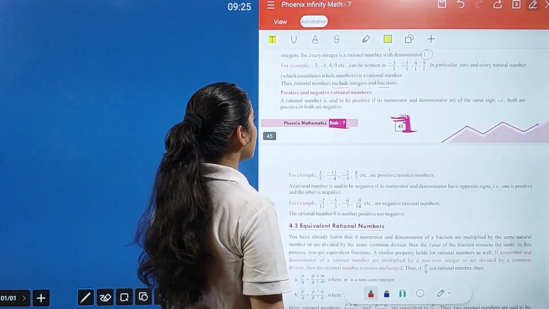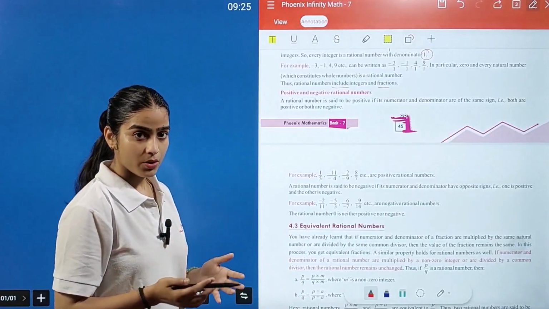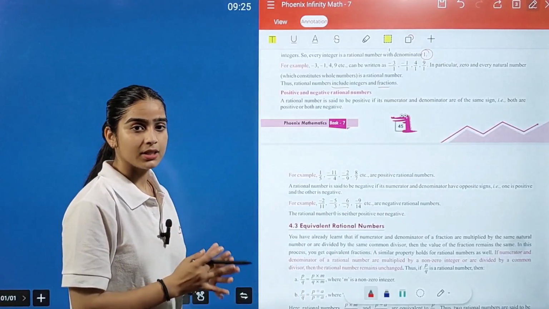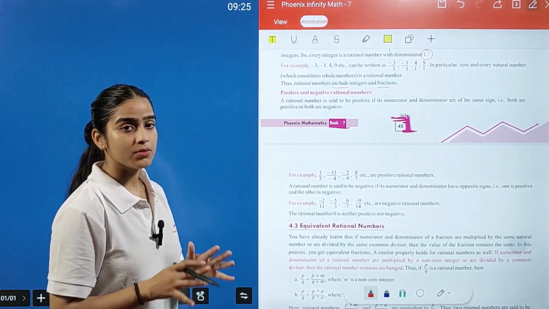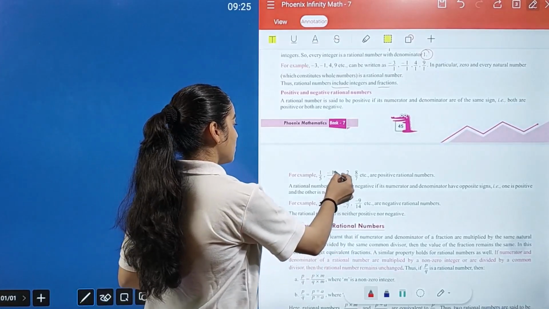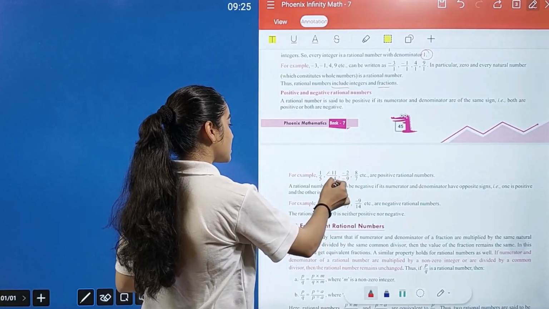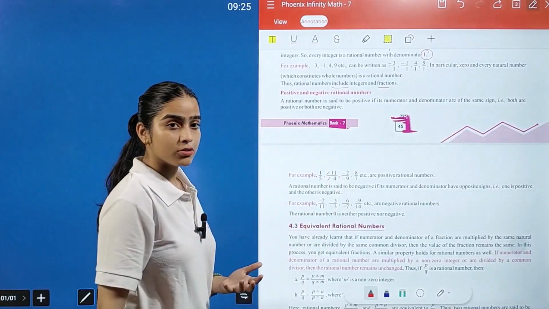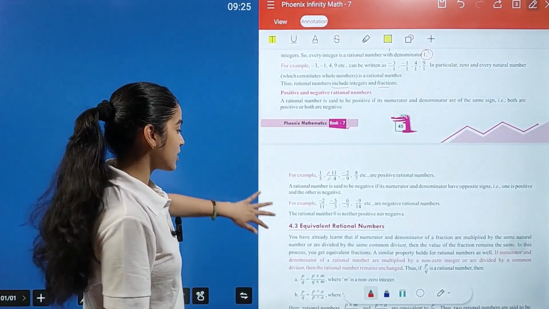Now positive and negative rational numbers. When we have positive signs, that is a positive rational number, and if we have negative numbers, it means we have negative rational numbers. But if both the numerator and denominator have a minus sign, the minus cancels out with the minus. So you can say that minus 11 by minus 4 is also a positive rational number.